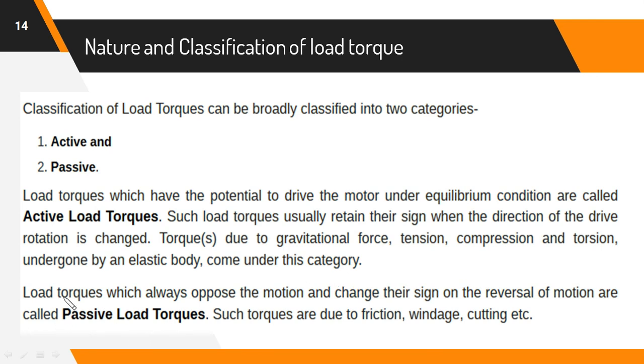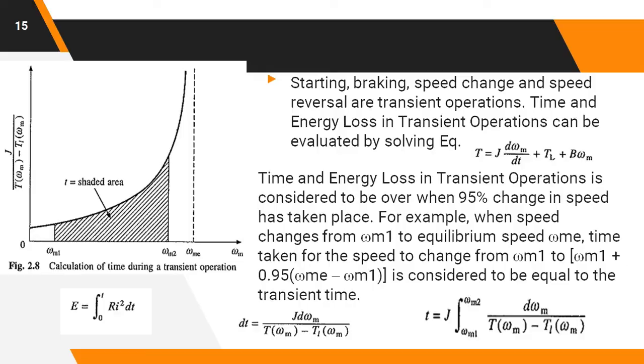And what is the passive load torque? A load torque which always opposes the motion and changes its sign on the reversal of motion is called a passive load torque. Such torques are due to friction, windage and cutting. If you are going upward, friction will be on the opposite side. If the train is going in the forward direction, as speed increases, wind will be opposite to the direction of motion. Okay, so these are the two load torque categories.